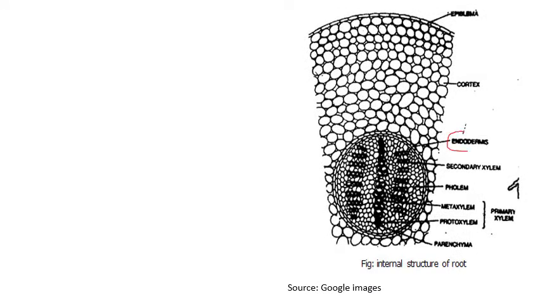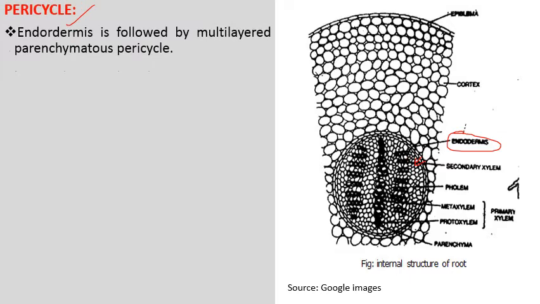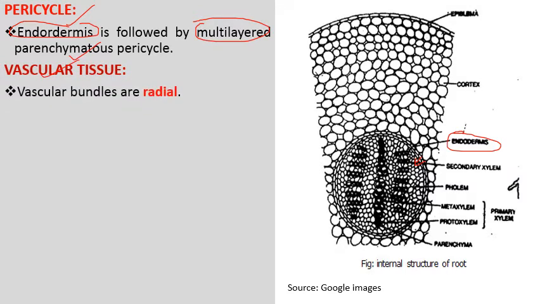Then the endodermis is followed by a multi-layered parenchymatous pericycle. The endodermis is followed by the pericycle, which is multi-layered and parenchymatous in nature. Then comes the vascular tissue. The vascular bundles are typical bundles, similar to those of angiosperms.